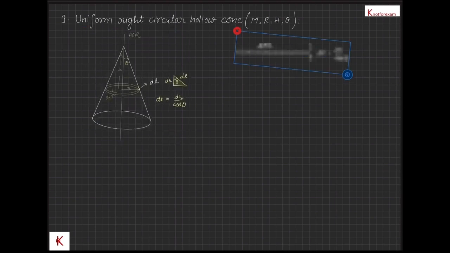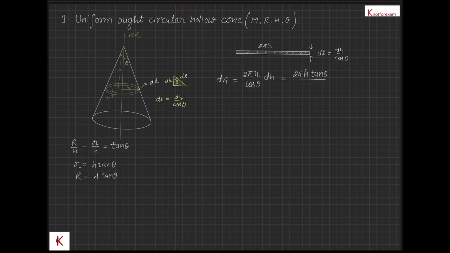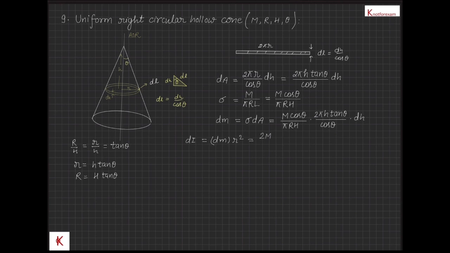Moment of inertia of a uniform right circular hollow cone of mass m, radius r, height h, and half cone angle theta about its axis. Take a differential part of the cone as a ring in the form of a strip at a distance h from the vertex in ds distance, and its radius is r equal to h tan θ, and width is dl, that will be dh upon cos θ. Integrating the contribution dI of this ring to get the net moment of inertia, that comes out to be half mr², which only depends on the total mass and radius of the base.